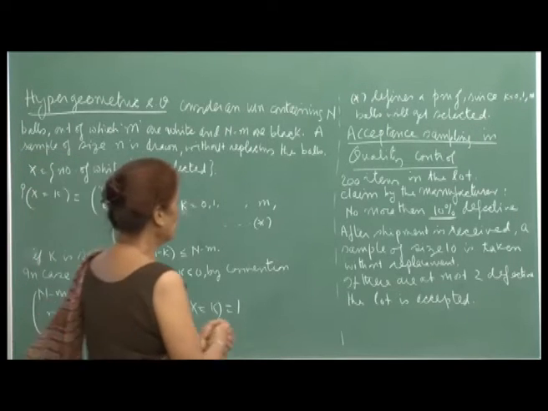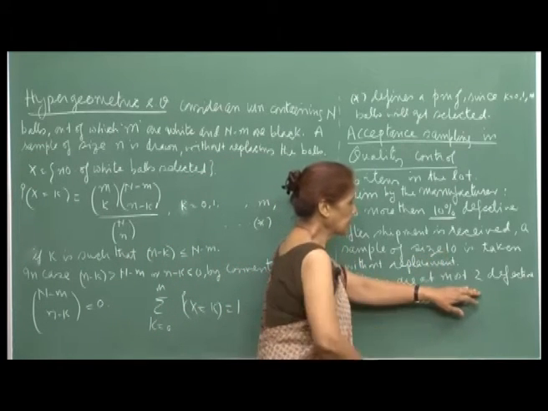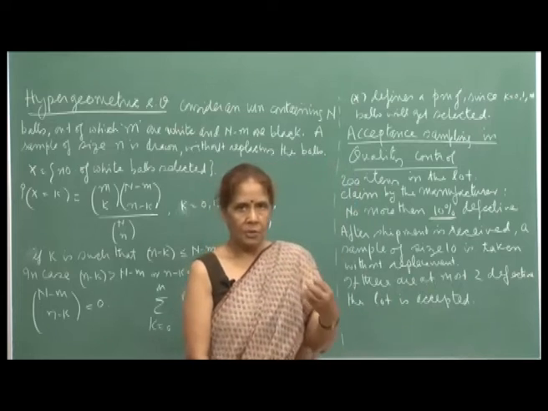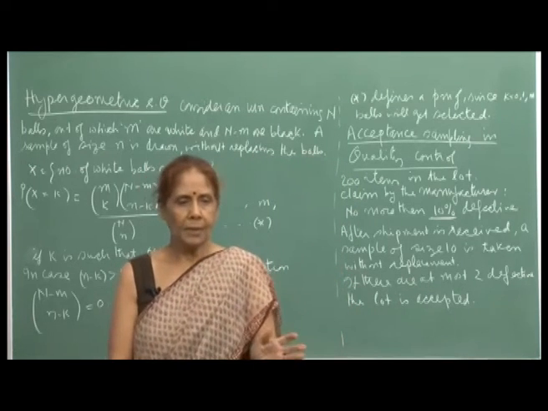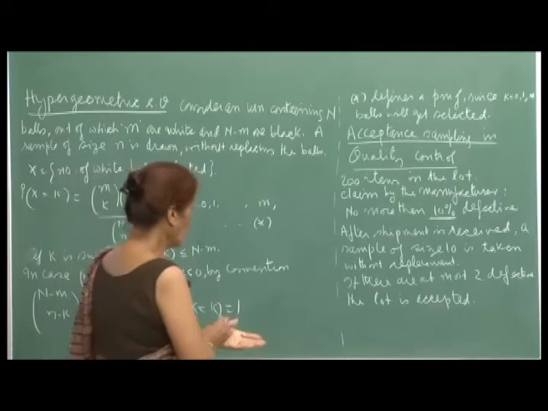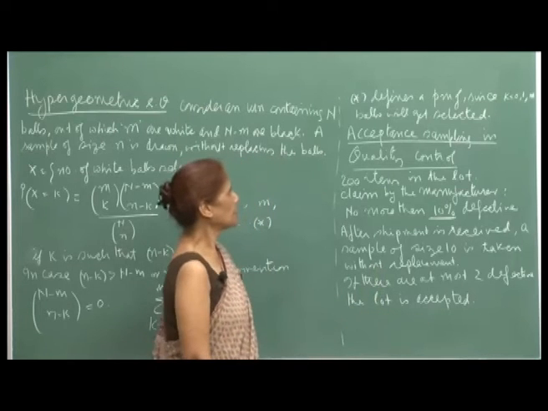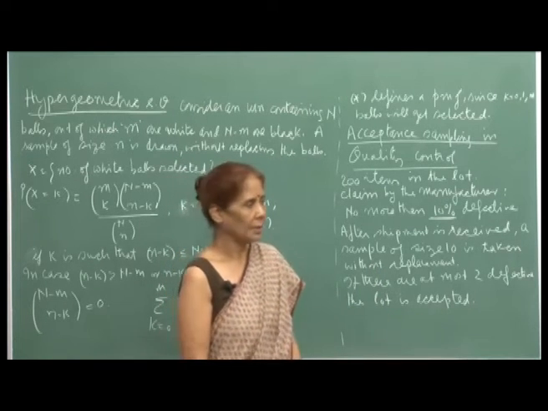So, you inspect those, and then in that sample of size 10, if you find 0, 1 or 2 defective, you will accept the whole lot, and you will say that it is okay, and if there are more than 2 defective, then you will reject the lot. So, this is what you call acceptance sampling in quality control.